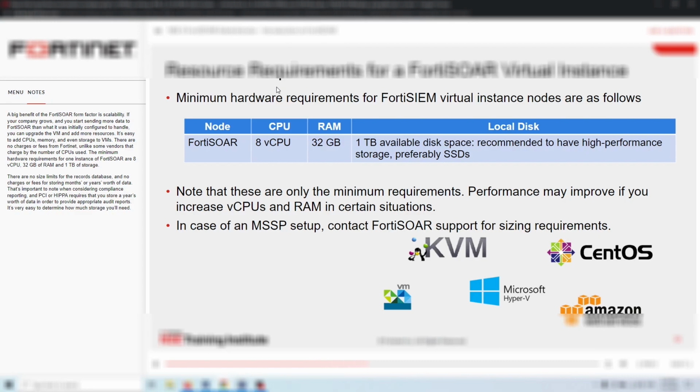The minimum hardware requirements for one instance of FortiSOAR are 8 vCPU, 32 gigabytes of RAM, and 1 terabyte of storage. There are no size limits for the records database and no charges or fees for storing months or years worth of data. That's important to note when considering compliance reporting. PCI, or HIPAA, requires that you store a year's worth of data in order to provide appropriate audit reports. It's very easy to determine how much storage you'll need.